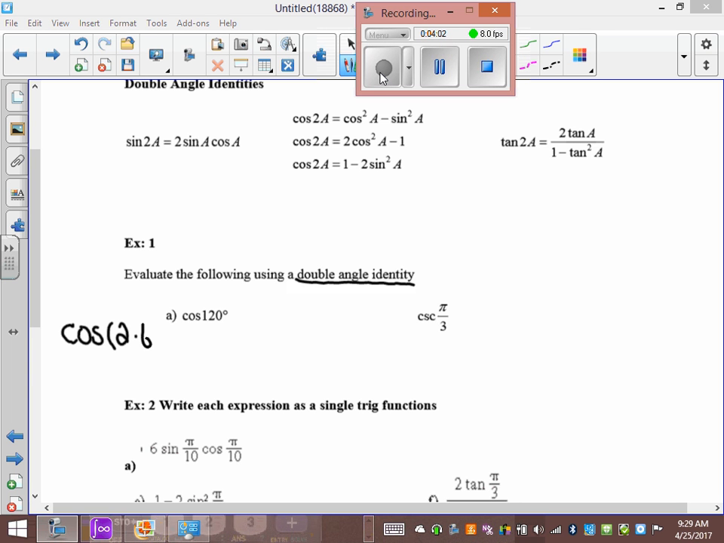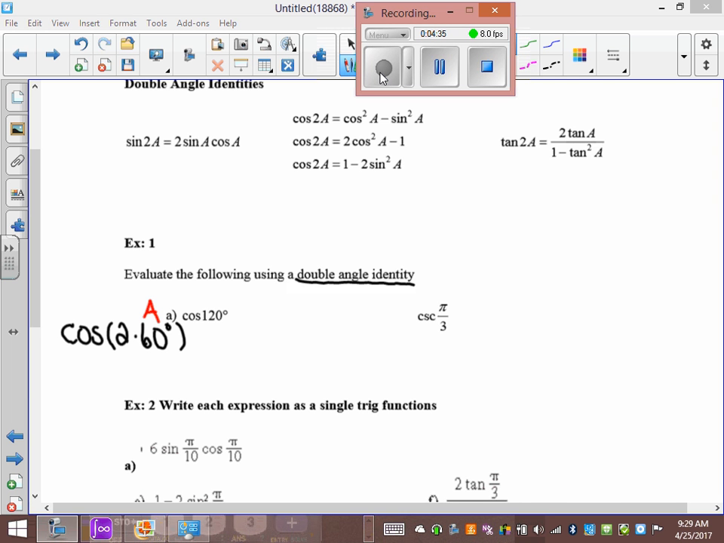2 times 60 degrees. Now remember I told you we labeled the A's and B's when we did addition and subtraction, right? Same thing here. A in this case is just the 60 because it's 2A, right? So 60 is going to go in for every A. Doesn't matter which of the 3 formulas we use up top because there's 3 for cos. No. When we're proving trig identities, then it will matter. But for this, you can pick whichever one you want.